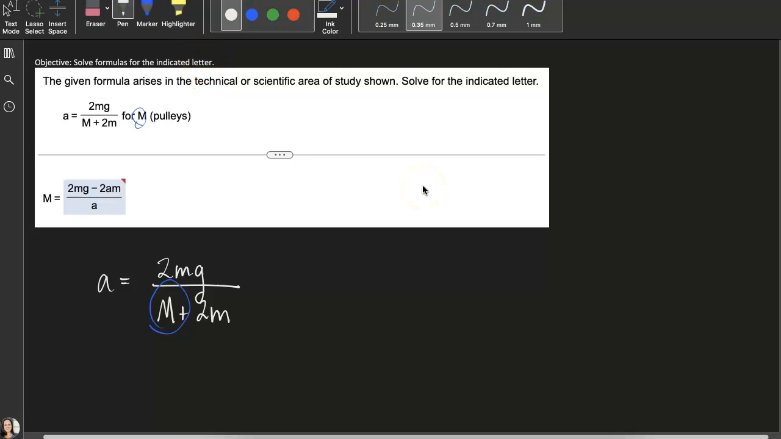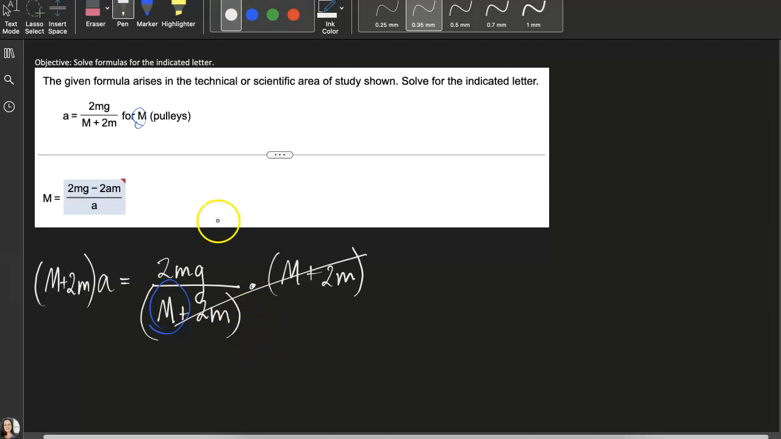So since capital M is in the denominator of this fraction type expression, one thing that we could do is multiply both sides of this equation by the denominator, capital M plus 2 lowercase m, like so. By doing so, these two expressions, itself divided by itself, becomes 1. In other words, we can cross those out.